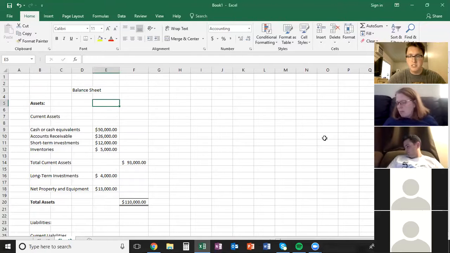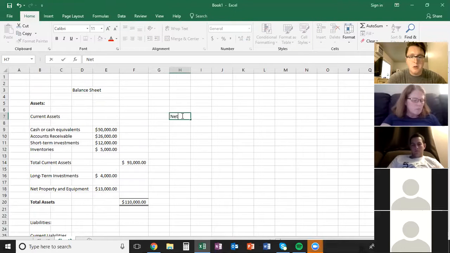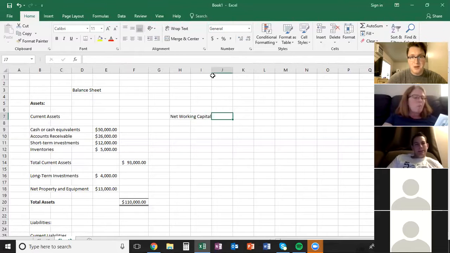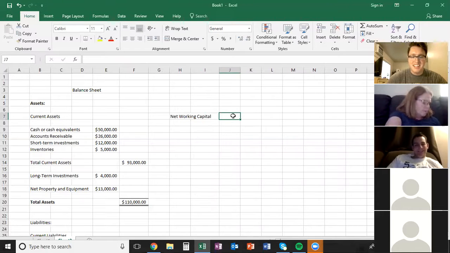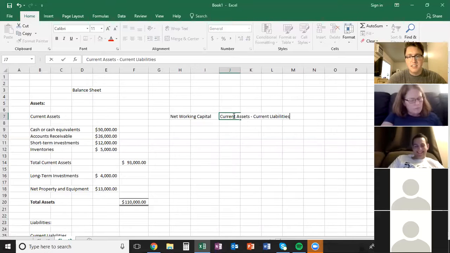Good question. Any other questions before I talk about what to calculate? Awesome. Okay. From the balance sheet, you need to be able to calculate net working capital. Does anybody know, before I tell you, how to calculate net working capital? Is it total assets minus total liabilities? Close. Is it current assets minus current liabilities? Okay, okay.